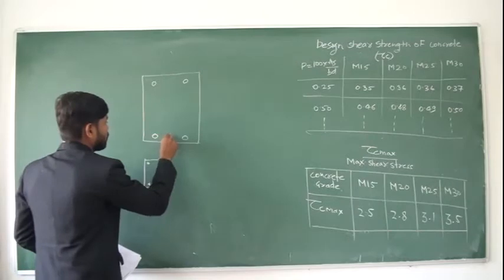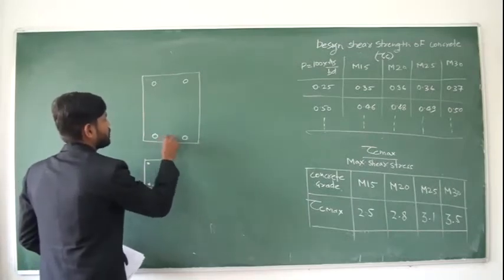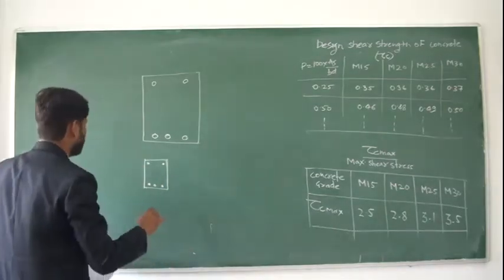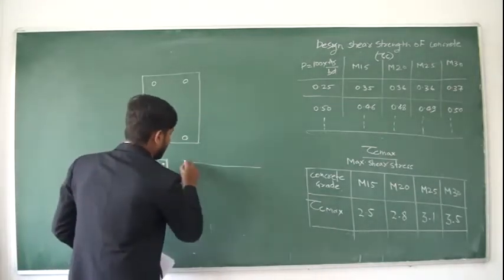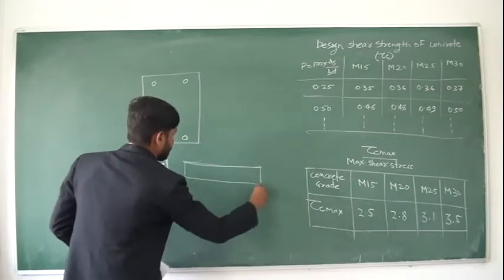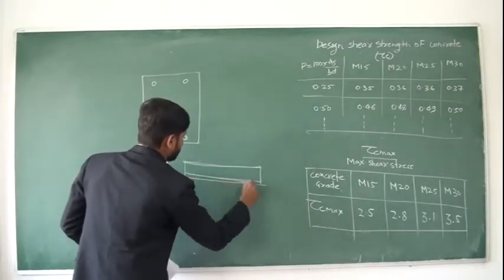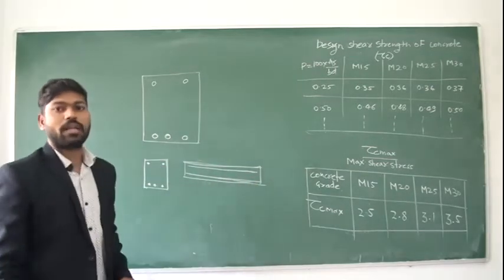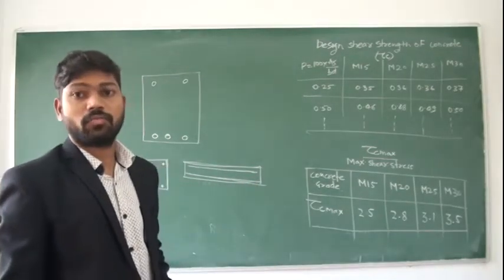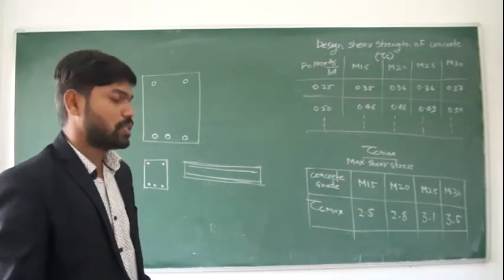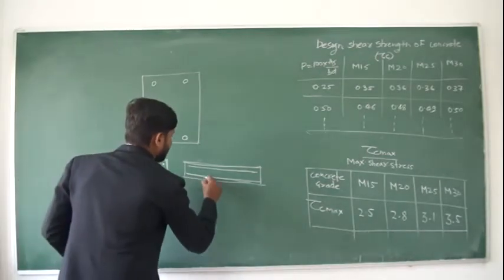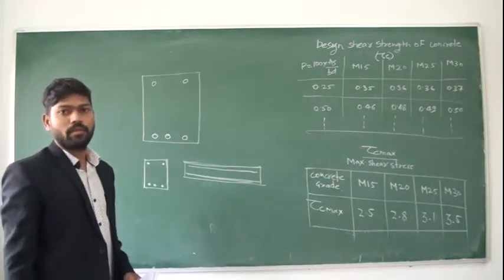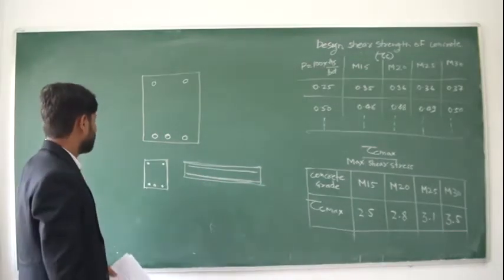In previous few lectures we were talking about this reinforcement, meaning reinforcement provided along the length of the beam. Suppose this is the beam and this is the direction of reinforcement. We were calculating 4 bars of 20 mm diameter, 4 bars of 16 mm diameter, meaning these bars are laid in the direction parallel to the length of the beam.